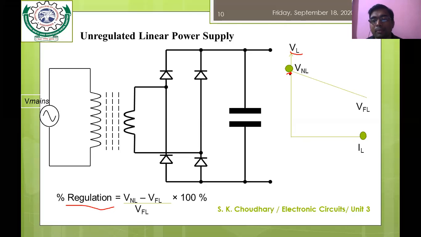But when you connect any load here, maybe resistive, capacitive, inductive, or a combination of these passive devices, what happens? Your output voltage decreases and comes to this value. This is called the VFL. This linear decrement is shown here. So the difference of these two voltages divided by the full load voltage is called the voltage regulation or percentage regulation.